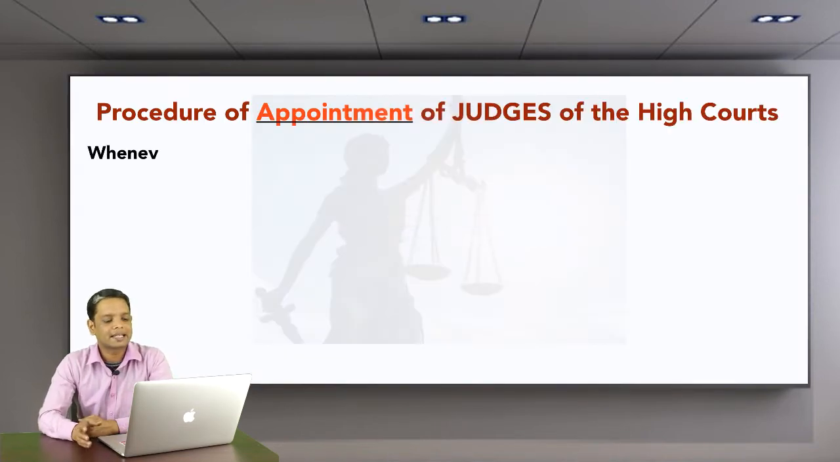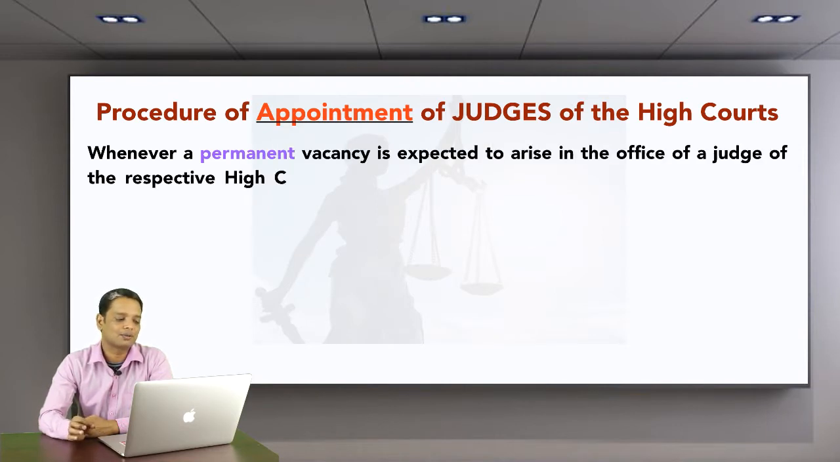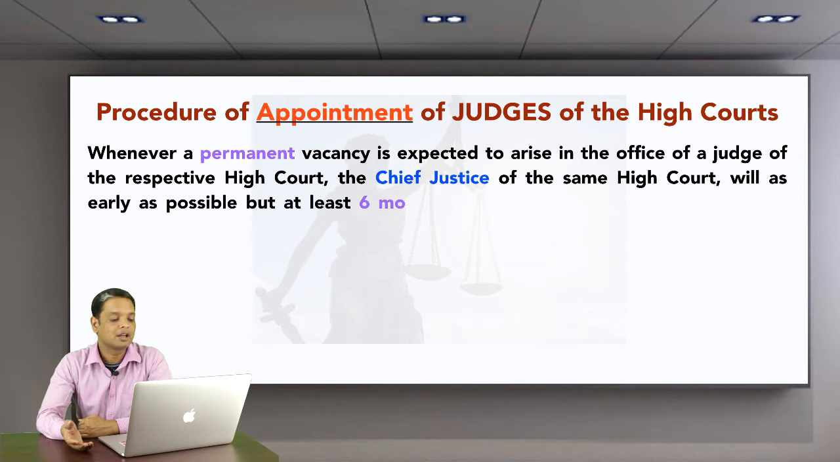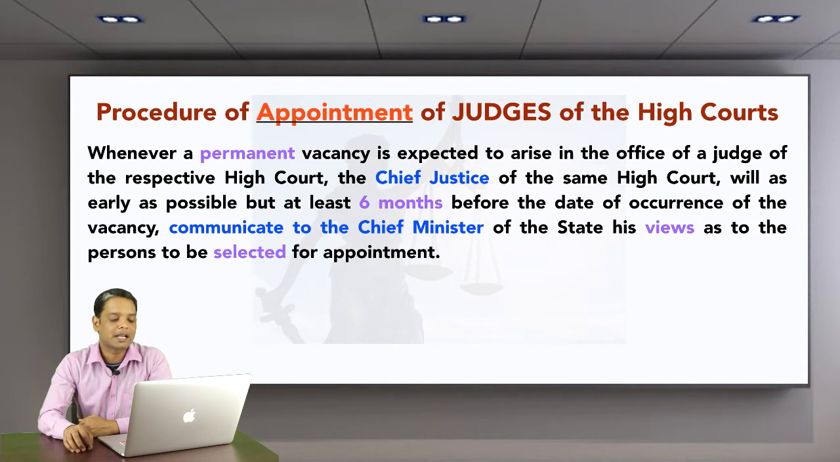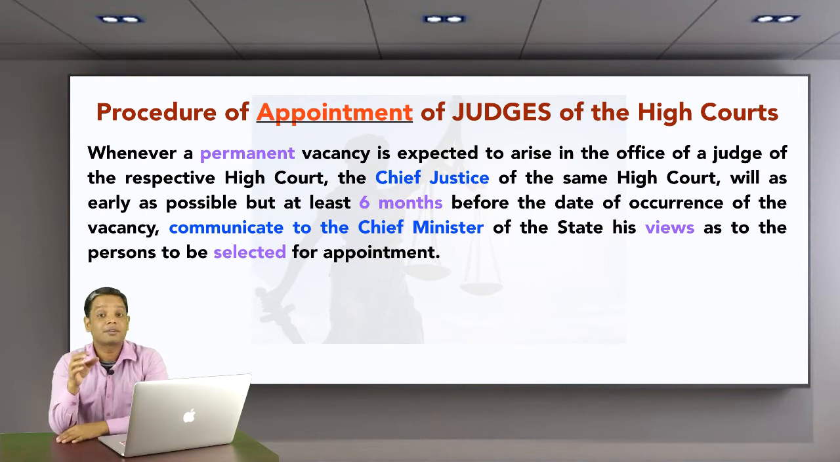Whenever a permanent vacancy is expected to arise in the office of a judge of the respective High Court, the Chief Justice of the same High Court will, as early as possible but at least 6 months before the date of occurrence of the vacancy, communicate to the Chief Minister of that state his views as to the persons to be selected for appointment. So, if there is any vacancy expected, then the Chief Justice of that state, 6 months in advance, will initiate the process, and the first step is to consult the Chief Minister of that state.